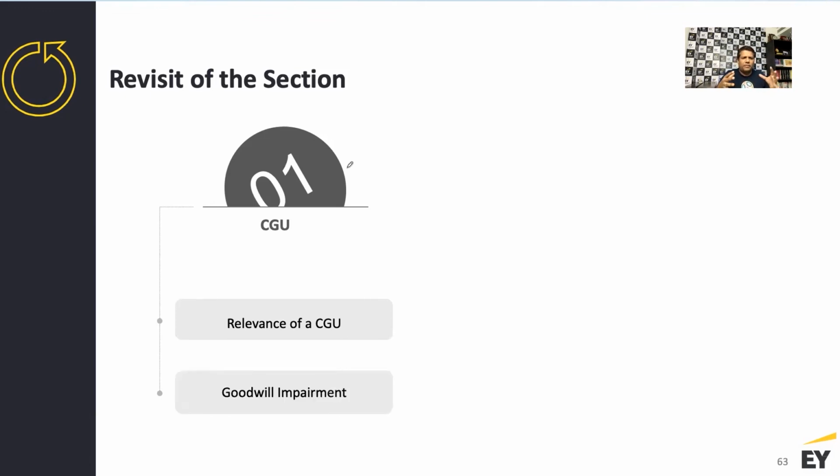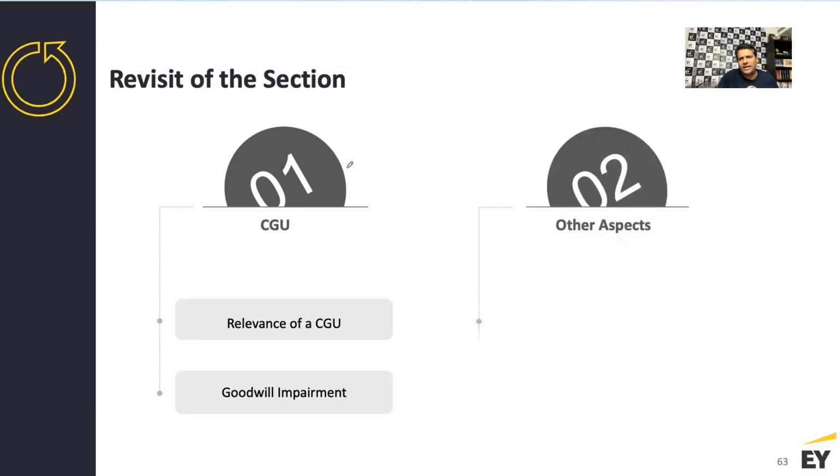We talked about the impairment of goodwill. Goodwill impairment is to be done on a mandatory, annual basis. The reversal of impairment loss on goodwill is not allowed. If goodwill forms part of a cash generating unit and there is an impairment loss, that loss is first allocated to the goodwill before it gets allocated to the other assets forming part of that cash generating unit. We talked about the reversal of the impairment loss.